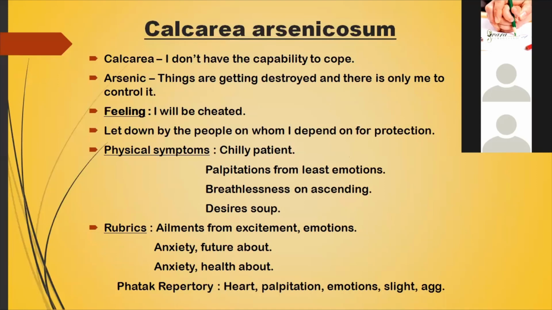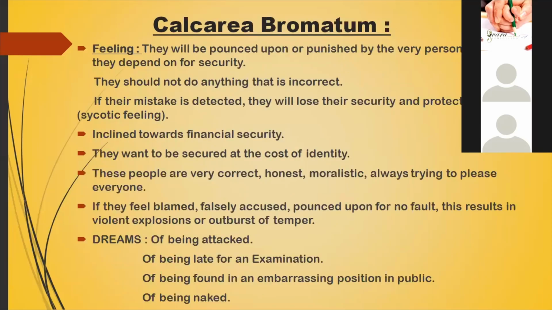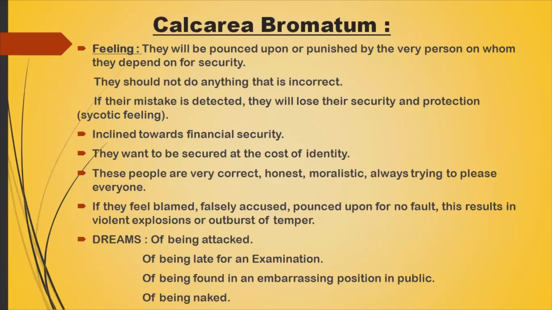In case of Natrum ars, that is another issue, identity issue. In case of Calcarea, this is protection, security, money issues. Calcarea bromatum. The bromatum is also a halogen. As we can see mostly in bromium, the guilty conscience, guilty as if committed crime. Especially in Kali bromatum, we will see that guilty, I had committed a murder. So the bromatum will add that to the stability or instability of this Calcarea. The feeling will be they will be pounced upon or punished by the very person on whom they depend on for security. They should not do anything that is incorrect, otherwise they will be punished, blamed, guilty for it.